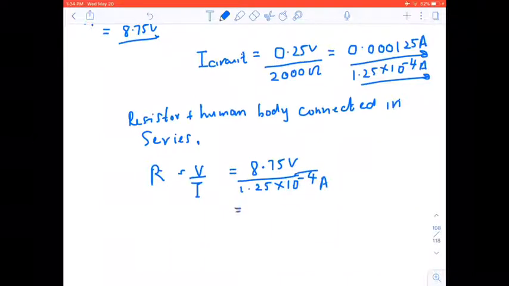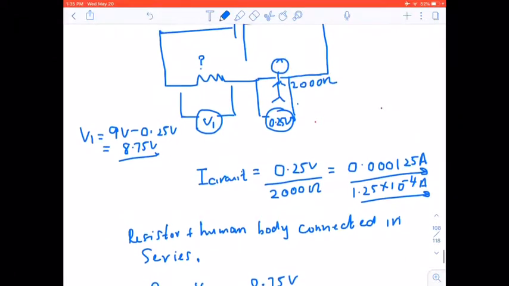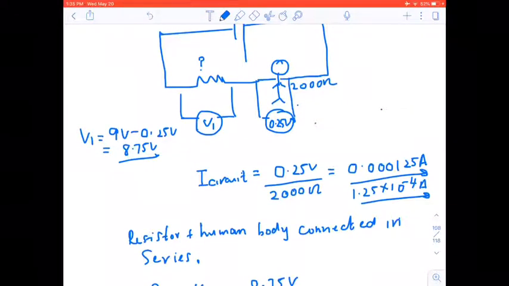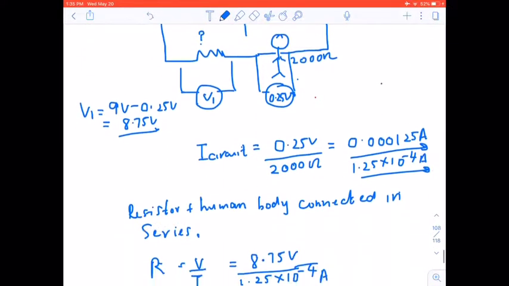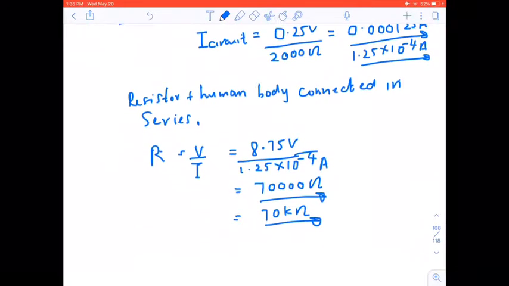Okay, so what should that resistance be? If you work that out, that would give you 70,000 ohms, which is the same as 70 kilo ohms. So if you want to have a current of 1.25 times 10 to the minus 4 amps going through the body, with a potential difference of 0.25 volts, you have to put a resistor in series, and the magnitude of that resistor is 70 kilo ohms.